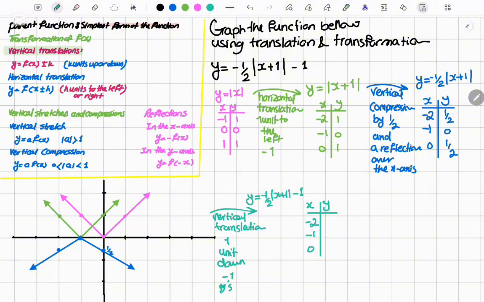So half minus 1 is going to be half minus 2 over 2, which is -1 over 2. 0 minus 1 is going to be -1, and -1 over 2 again. So it's going to be -1 and -1. This blue one is supposed to get shifted 1 unit down. And then -2 and -1/2.